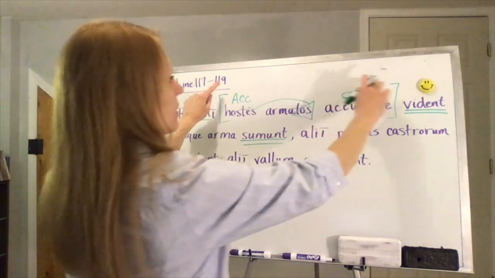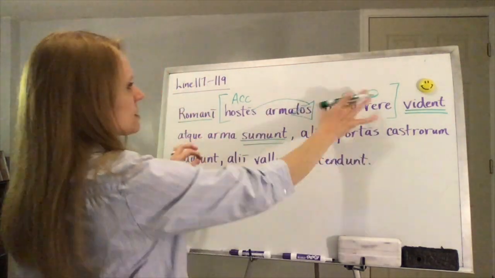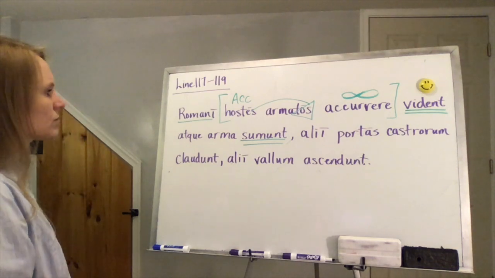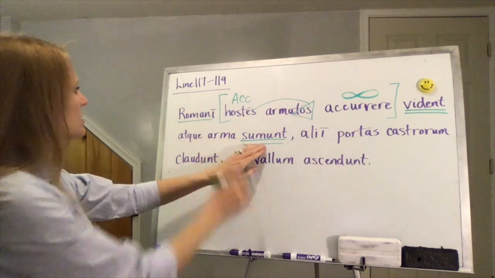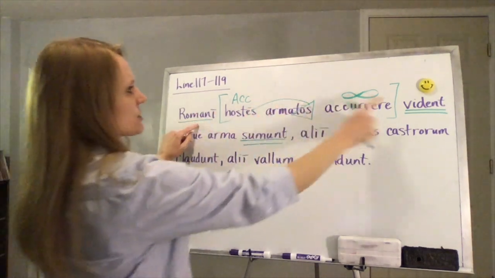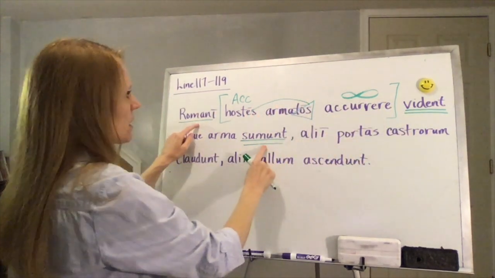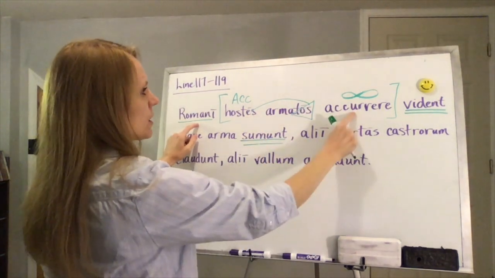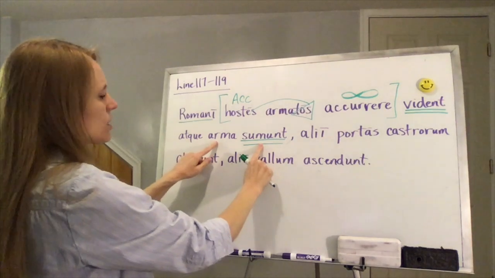Because we figured out that this is a head verb sentence pattern, right? Our indirect statement. We know that this is still the subject. So the Romans are doing two things. They are seeing and they're picking up. What are they seeing? They're seeing the armed enemies run up and they're picking up their arms.